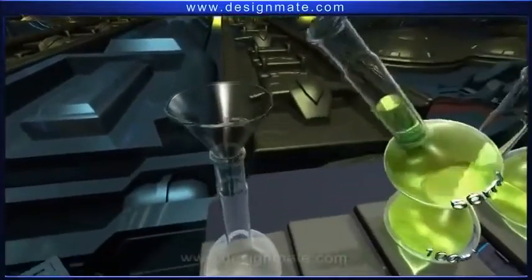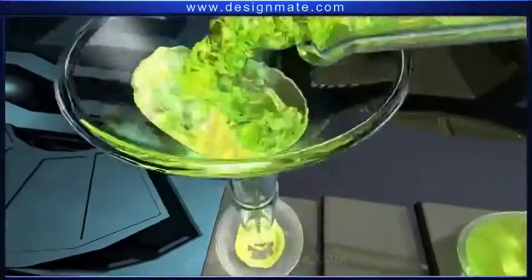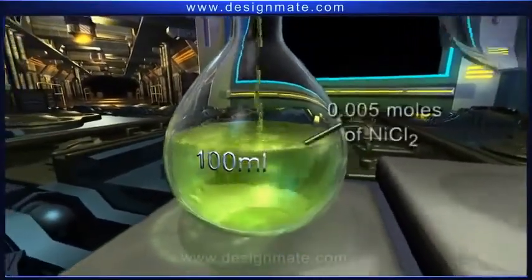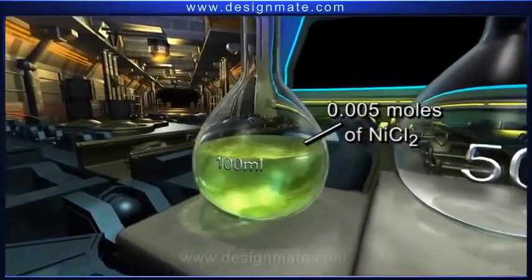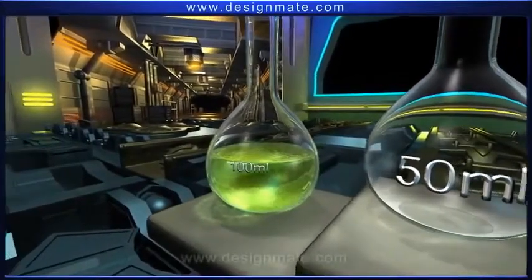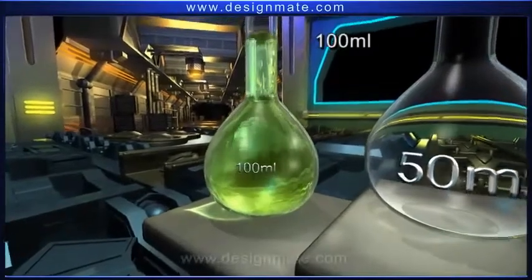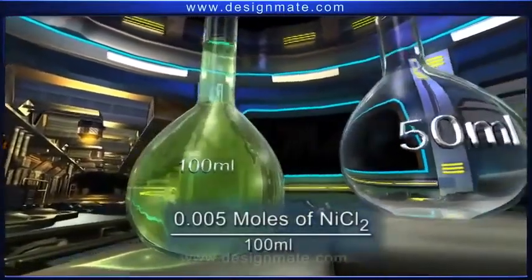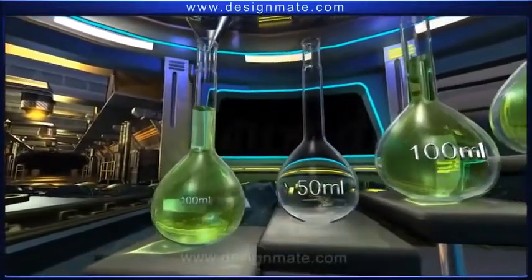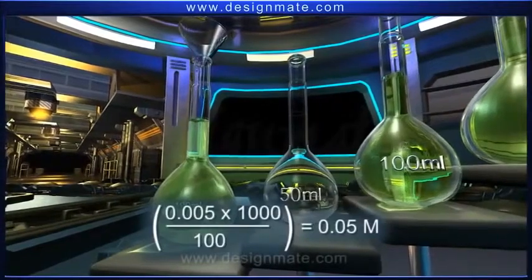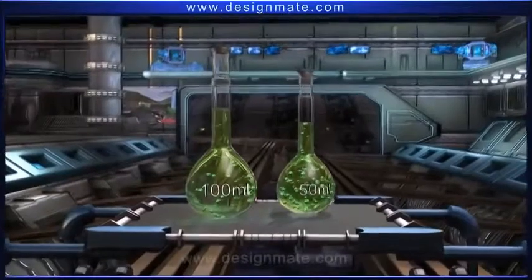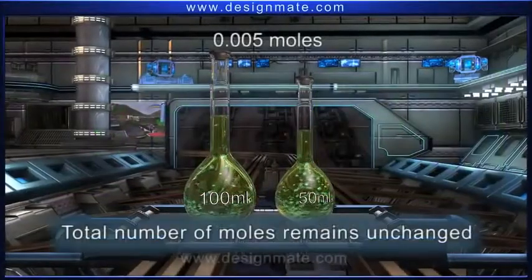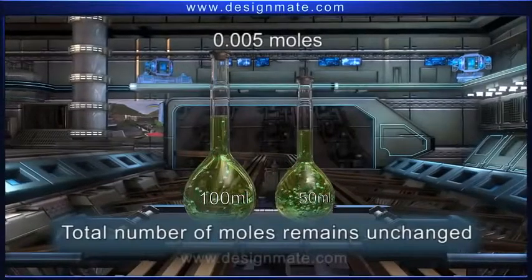Now, let us transfer the contents of the 50 milliliter standard flask into a clean, empty 100 milliliter standard flask. At a molecular level, this means we are transferring 0.005 moles of NiCl2 into a 100 milliliter standard flask. Dilute the solution up to 100 milliliters using distilled water. The resulting solution will now have 0.005 moles of NiCl2 present in 100 milliliters. The molarity of the solution will be 0.05 molar. This implies that dilution reduces the number of moles of the solute per unit volume. However, the total number of moles present in the 50 milliliter and the newly prepared 100 milliliter NiCl2 solution remains unchanged.